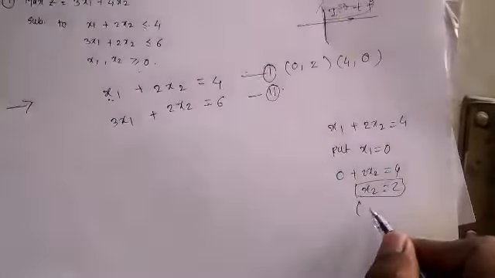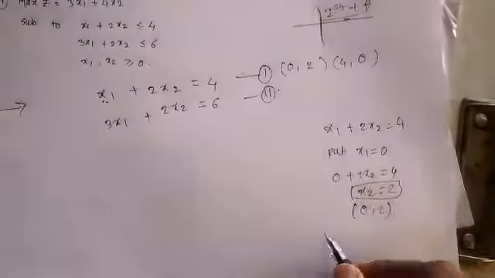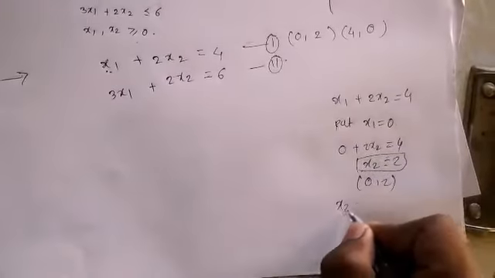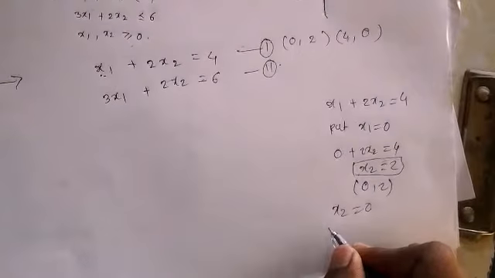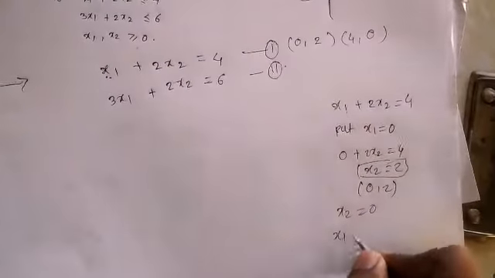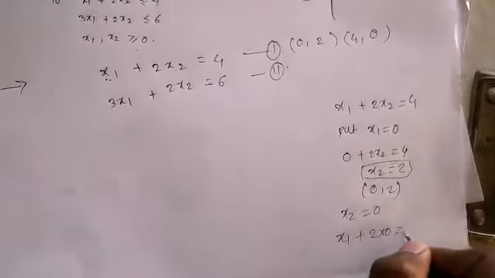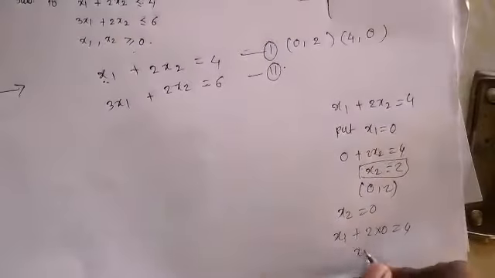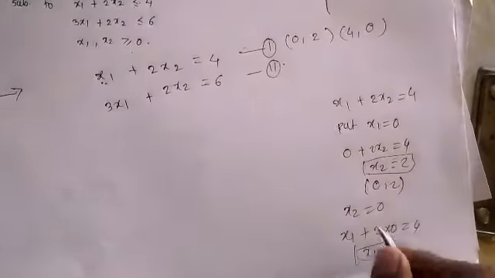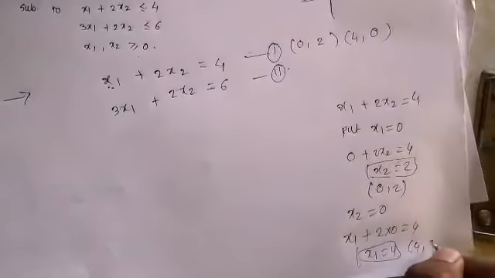Now our coordinates are 0 comma 2. Similarly, we put x2 equal to 0. Then x1 plus 2 times 0 equals 4. What do we get? x1 equals 4, so x1 is equal to 4 and x2 is equal to 0.